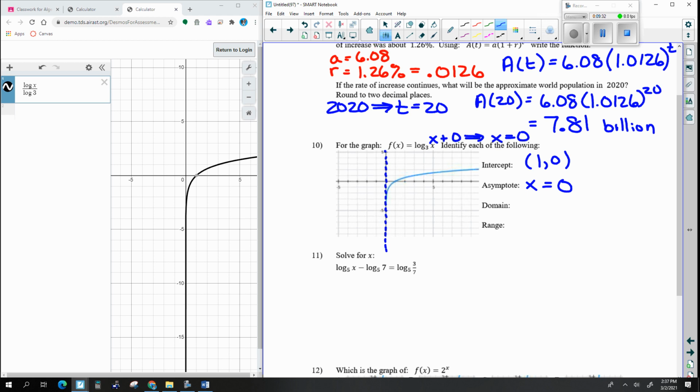The domain is the left and the right. So the left that this will go is 0. The right this will go is forever. All right, so this is also known as x is greater than 0. The range, this goes down forever and up forever. So this is negative infinity to infinity, or in other words, all real numbers.